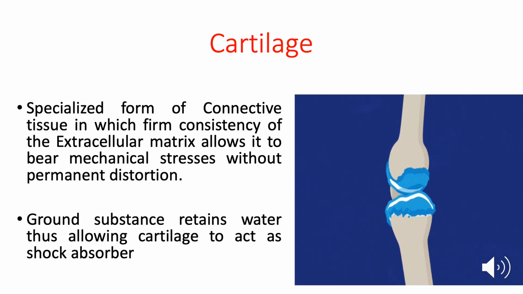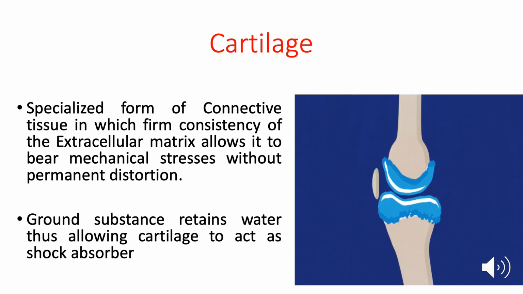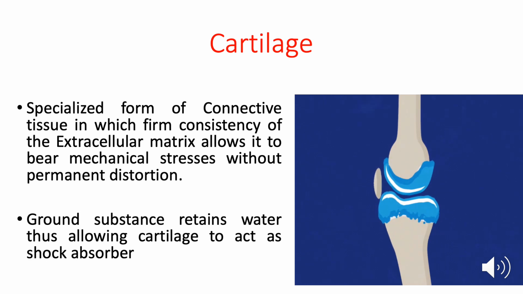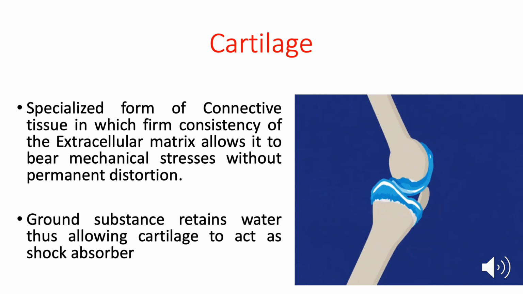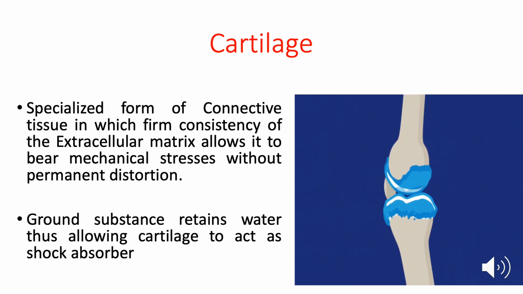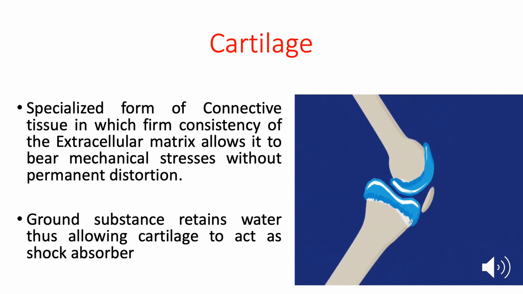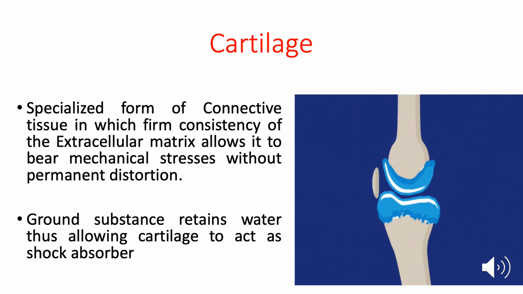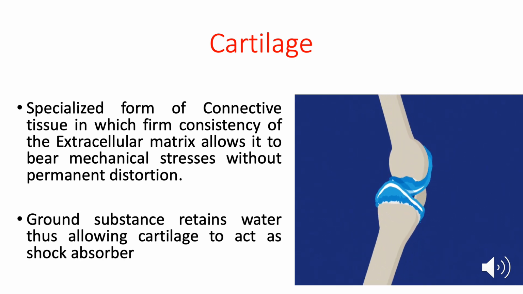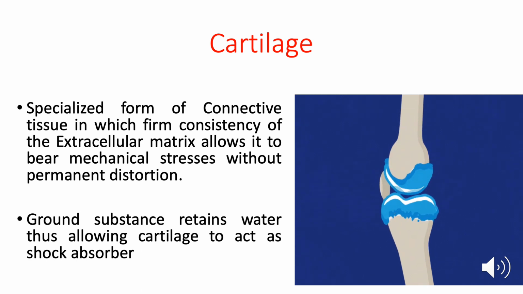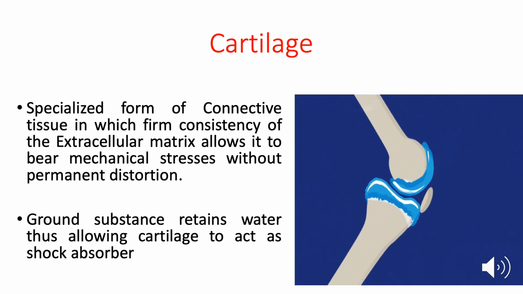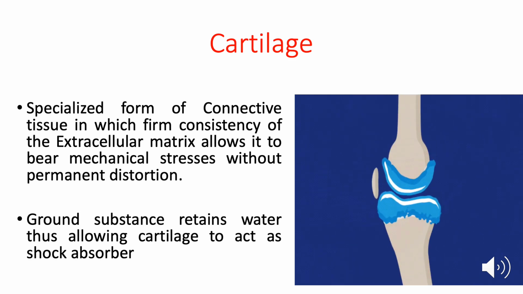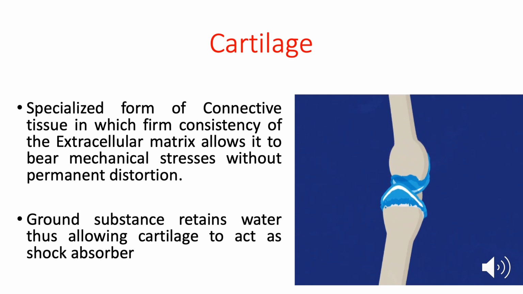Just like what I have mentioned, what makes the ground substance of the cartilage unique is that it is rich in chondroitin sulfate, which is one of our glycosaminoglycans. And the abundance of the chondroitin sulfate enables the cartilage to withstand mechanical stress, compression forces without getting distorted. Another reason why cartilages can withstand compression forces is that their ground substance can store large amount of water.